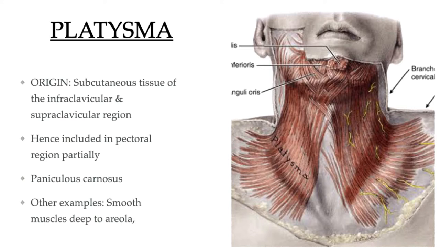Now let us briefly talk about platysma. Platysma is a muscle which is present in the superficial fascia. It takes origin from the subcutaneous tissue present over the infraclavicular and subclavicular region. Hence, it occupies the upper part of the pectoral region, and because it is partially present in the pectoral region, it was important to mention the name here. The details of the muscle will be taught to you when you will be studying head and neck.